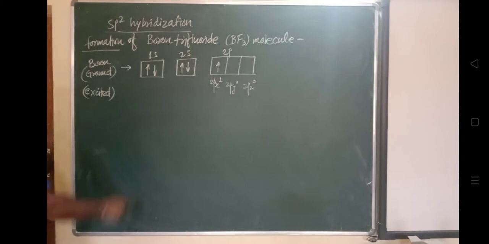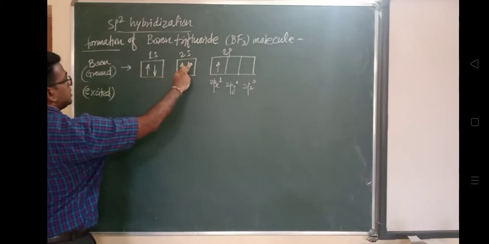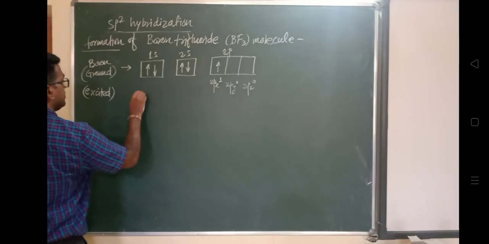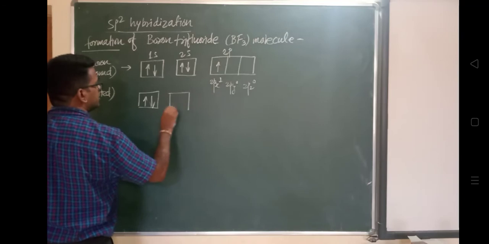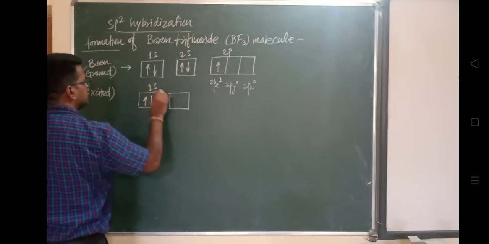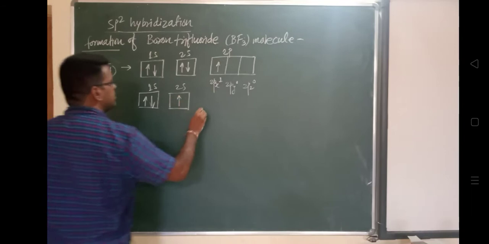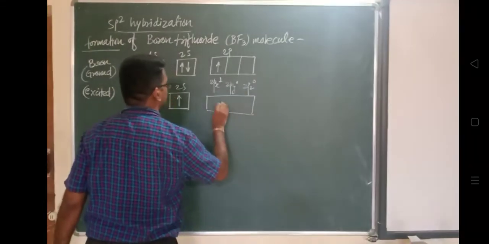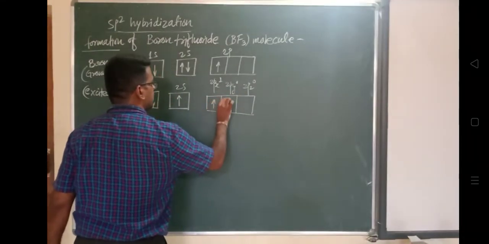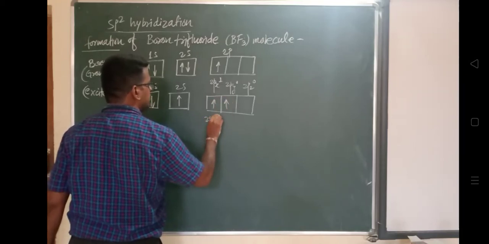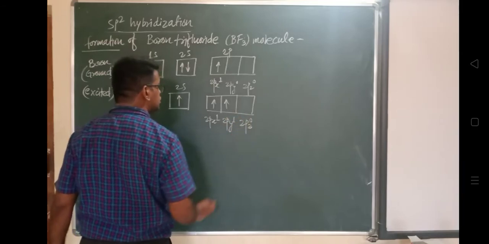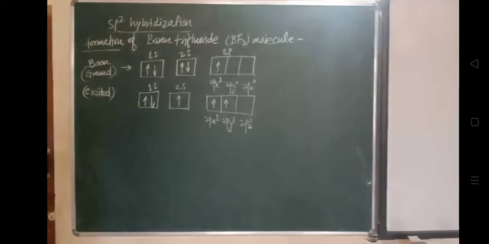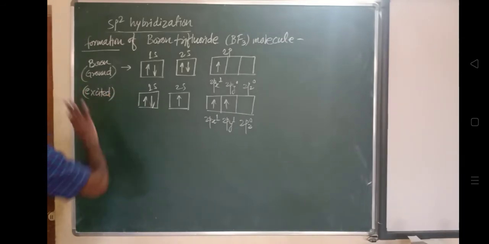So now what will happen? These 3 orbitals will get merged to form sp2 hybridization. One s orbital and 2 p orbitals will get redistributed, recast, with equivalent energy. We know that the hybridized orbitals will have equivalent energy. So we'll now write the sp2 hybridized orbital, sp2 hybridization in this case.